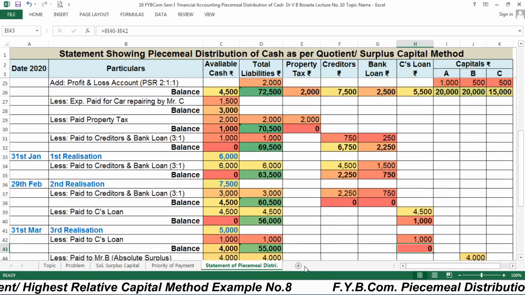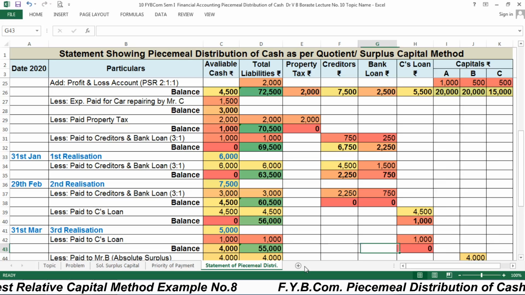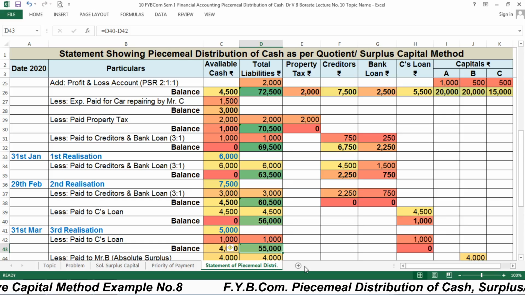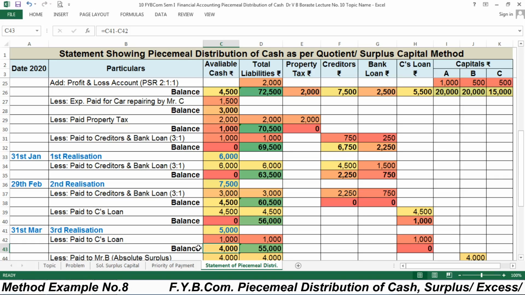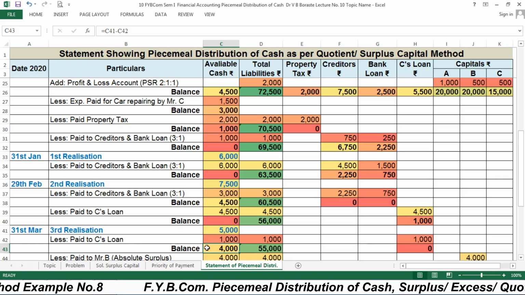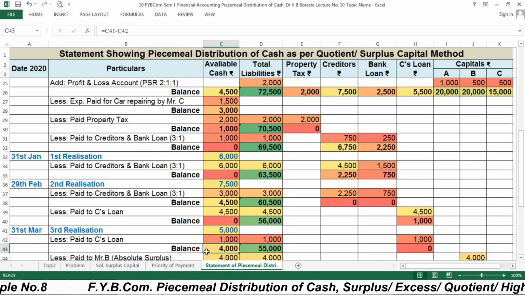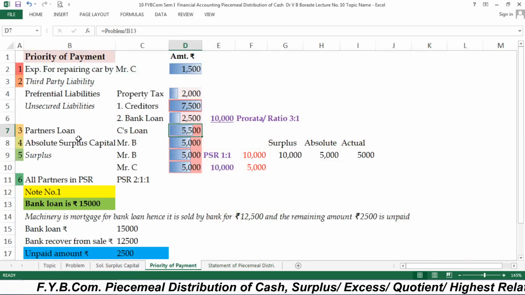That means after the subtraction, the balance payable to C is nil. Total liability still we have to pay 55,000, that is 56 minus 1, 55,000. And 5,000 cash was in our hand, 1,000 paid to C. So after the payment to C, the amount in our hand is 4,000. Okay, now we paid the partner's loan.